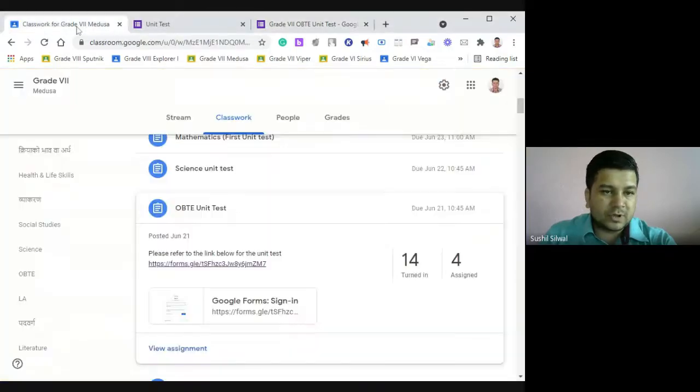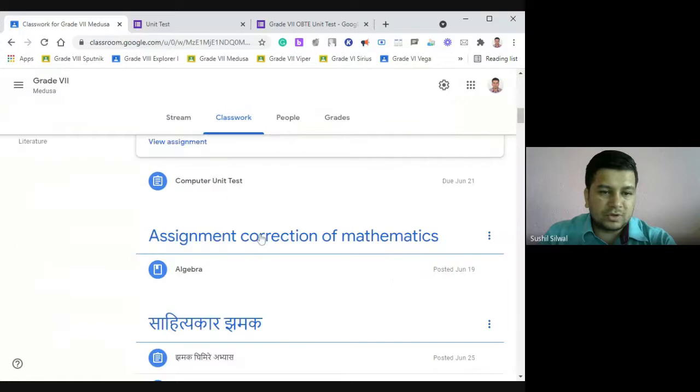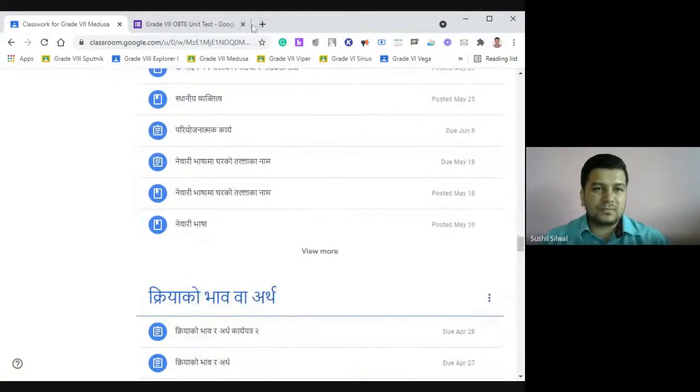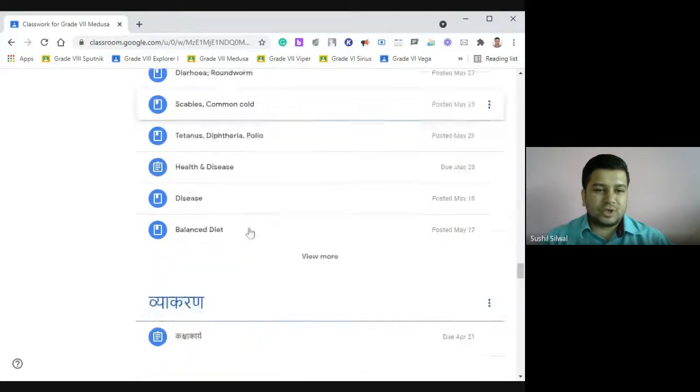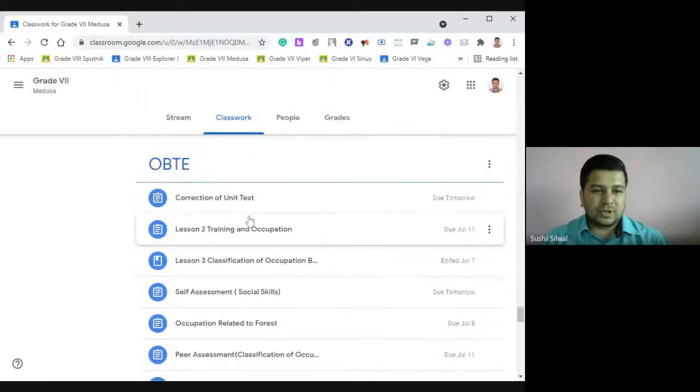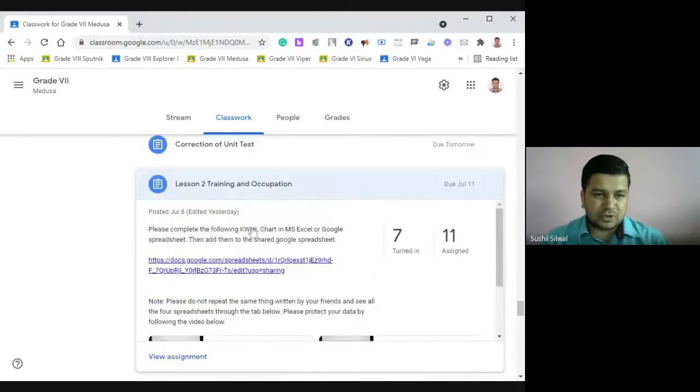So we have the unit test. Okay, that was it. So now the next one is based on correction. Now the next was based on training and occupation. So this was the next assignment. For this assignment, you were asked to make a KWHL chart in MS Excel or Google spreadsheet.